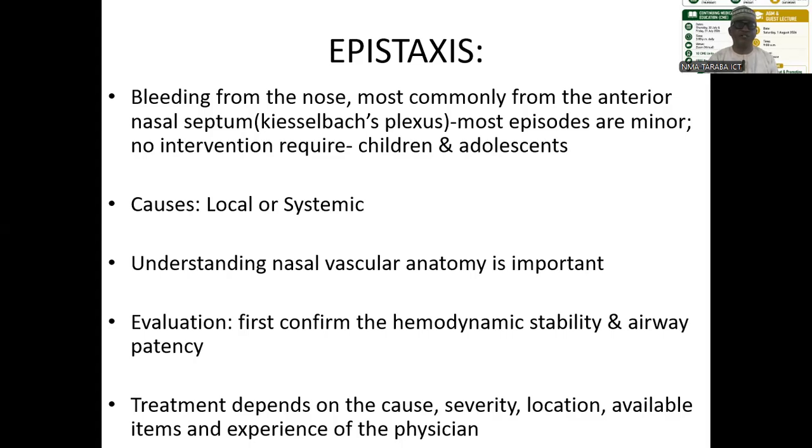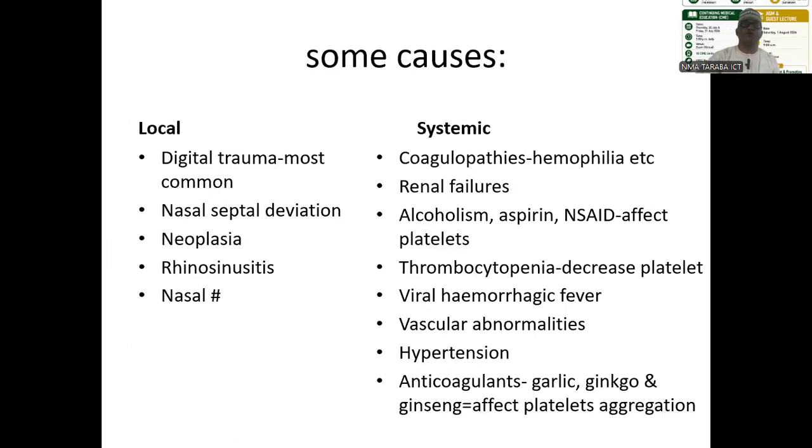In the evaluation of this patient, first, you have to confirm the hemodynamic stability of this patient and airway patency. You have to know the pulse, you have to know the blood pressure, and you have to know the amount of blood loss before you are attending to the patient. Very important. And treatment of this patient depends on the cause, severity, location, available items, and the experience of the physician. All these are things that you need to have at the back of your mind to be able to take care of this patient properly.